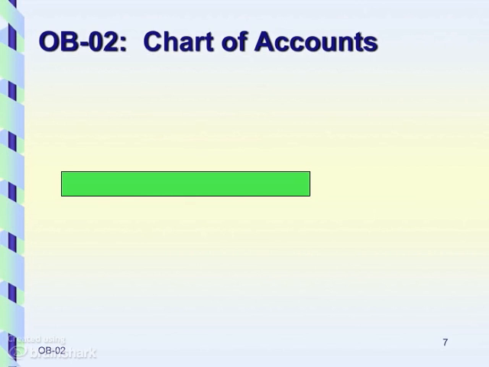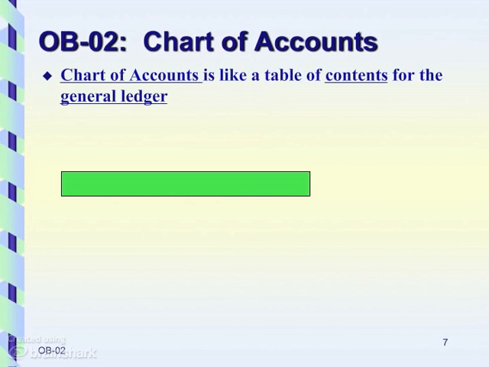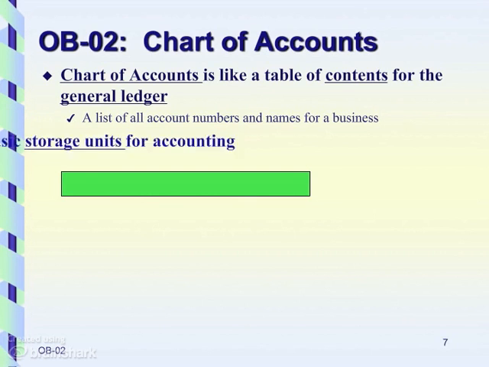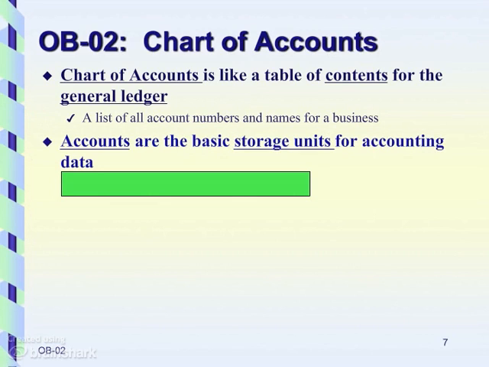Business people need some way to be able to organize all the accounts for a particular business. They need to be able to retrieve transaction data quickly and in a usable form. So they've created the chart of accounts, which is essentially a table of contents for the general ledger, and lists all of the accounts and numbers and names for a particular business. Accounts are basically the storage unit for all accounting data.